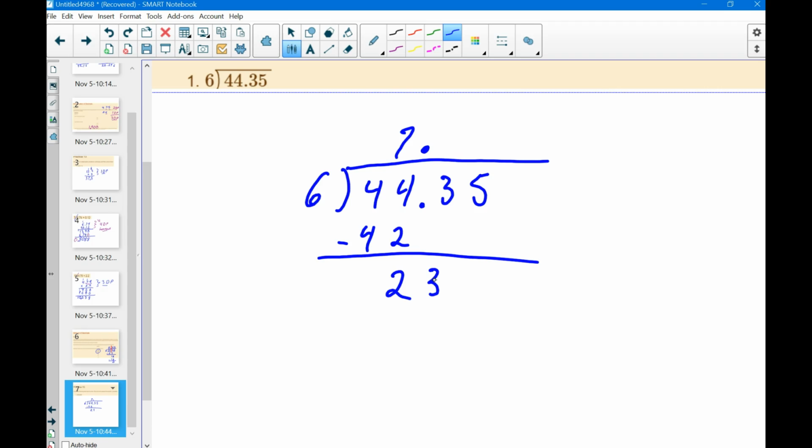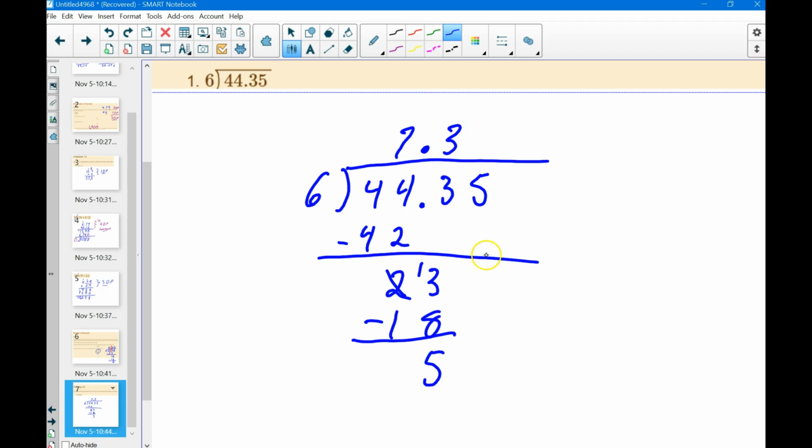Can 6 divide into 23? Well, 4 times 6 is 24, which is too high, so we'll try 3. 3 sixes are 18, put the 18 down here and subtract again. Borrow from this one. And it's going to be 13, 13 minus 8 gives us 5.